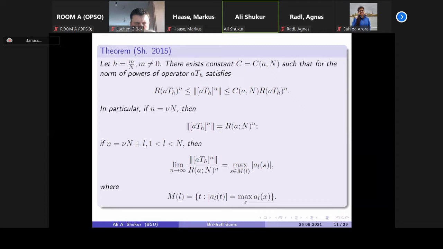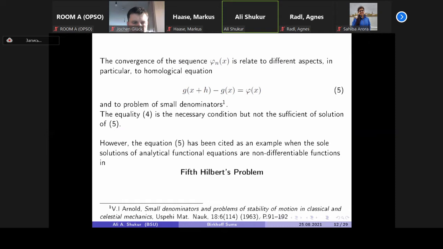Also, I will say that this issue in general is related to the homological equation, and the homological equation is interesting because it was cited in the fifth Hilbert problem. Okay, I won't talk about the fifth Hilbert problem. I'm going forward.